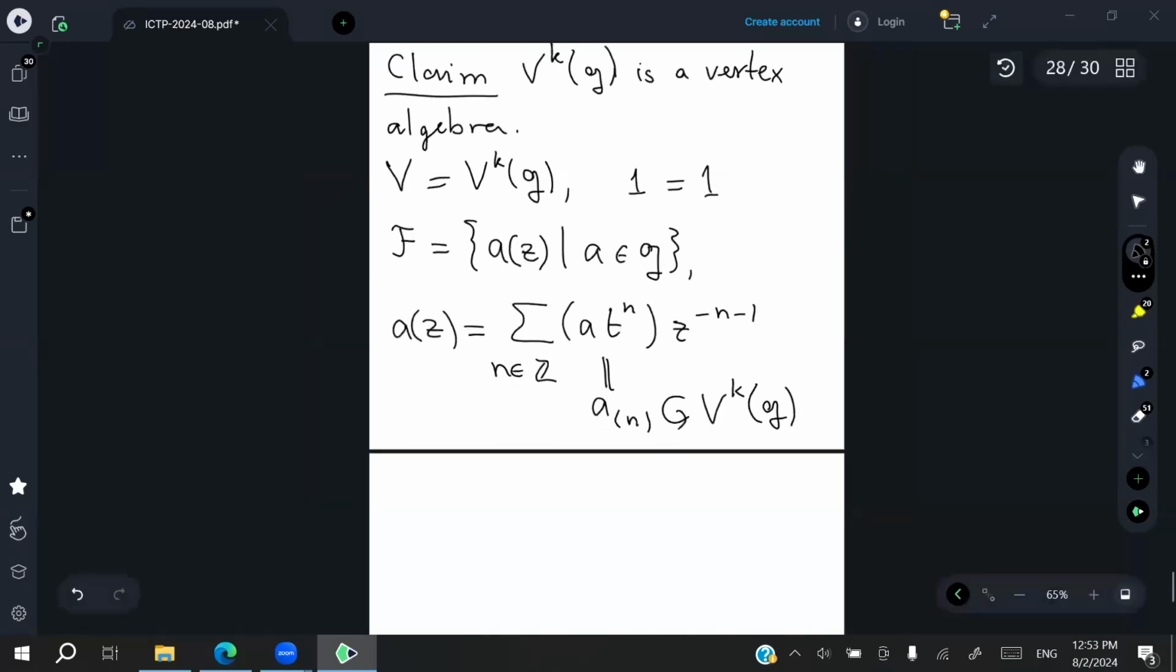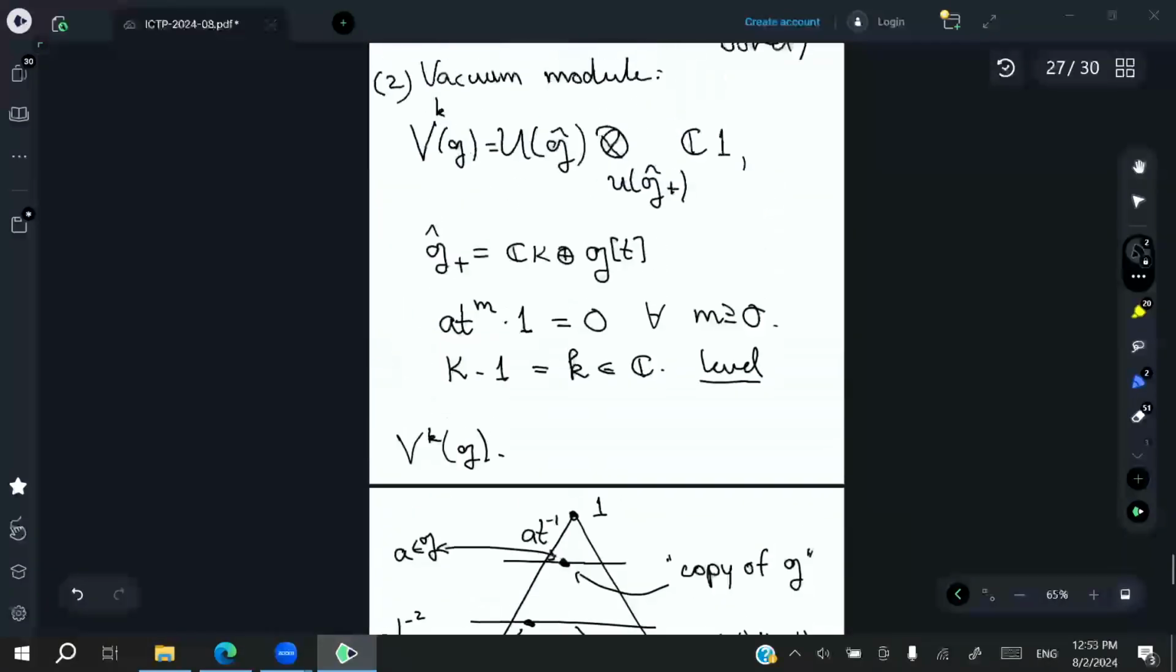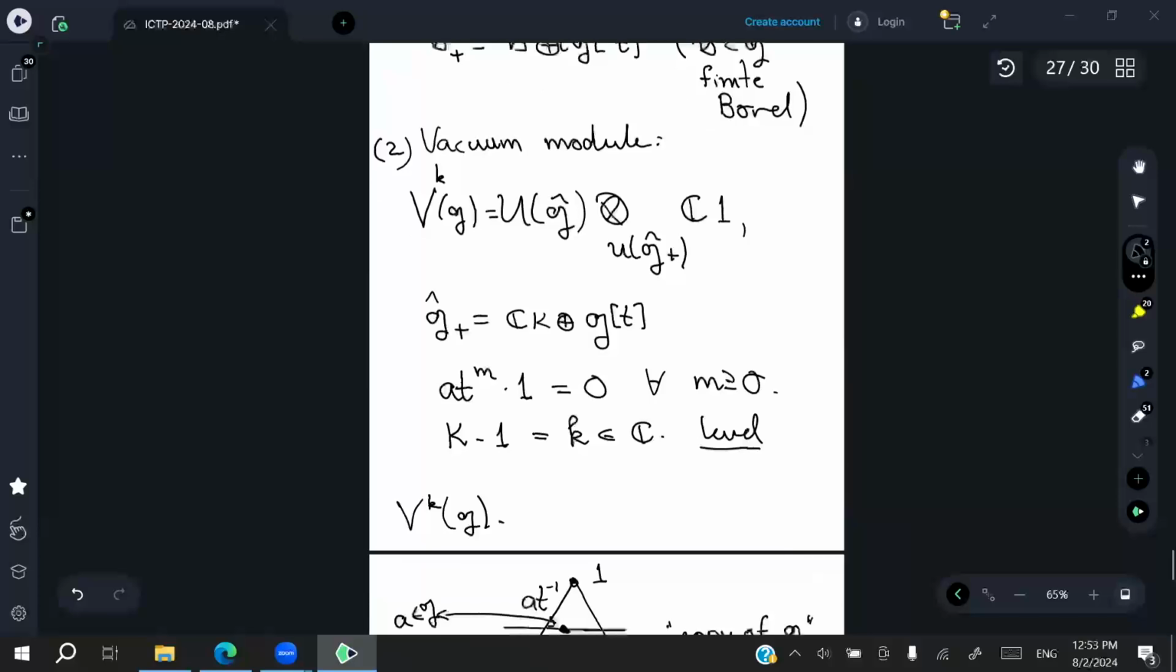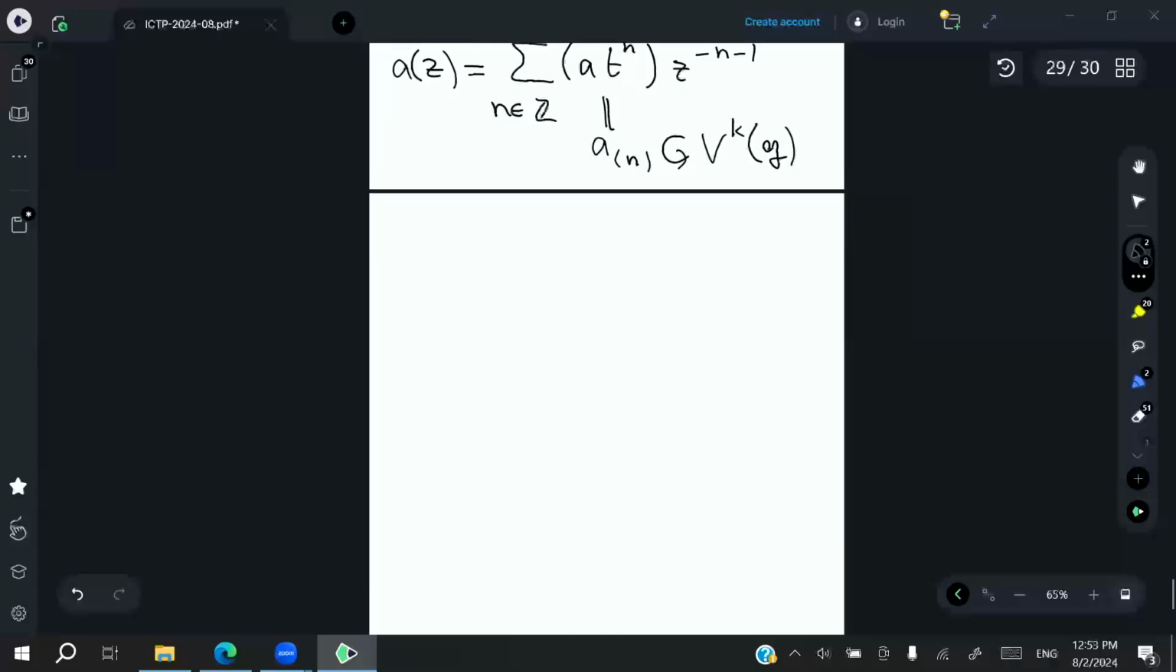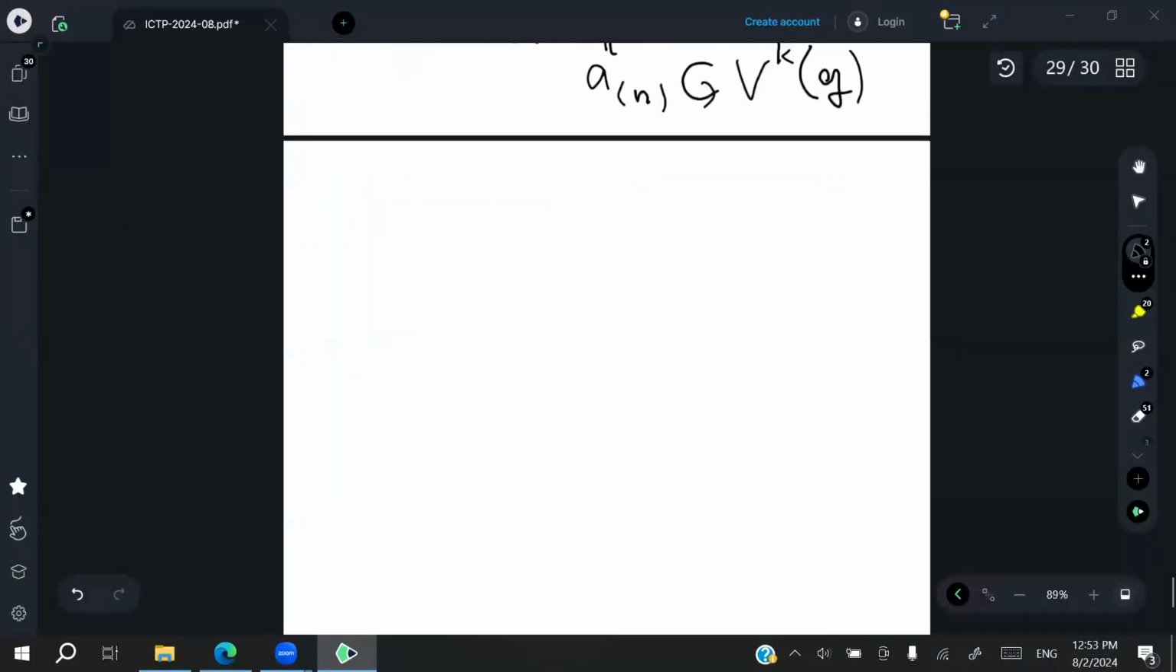This is kind of clear from the construction of the underlying vector space V. It's very similar to the Fock space representation of the oscillator algebra. Then, so the A of Z are quantum fields.